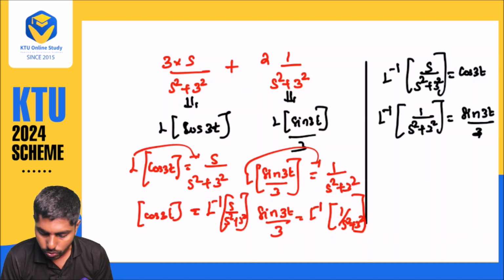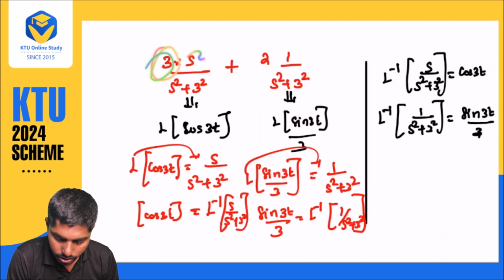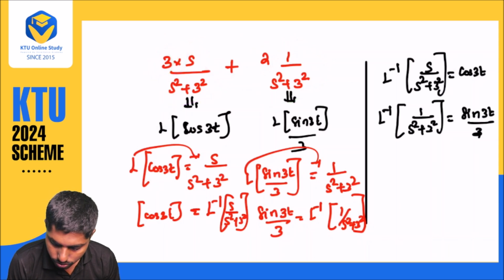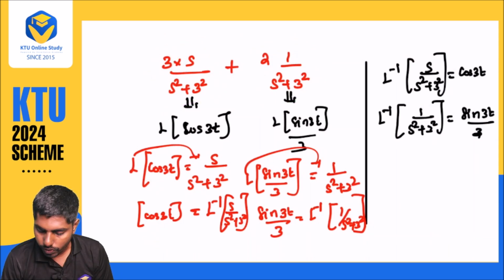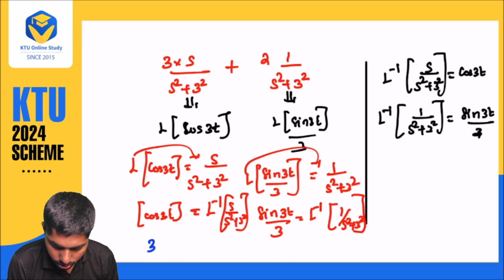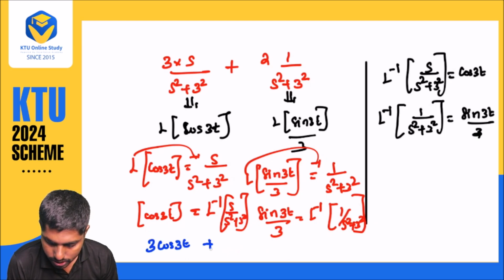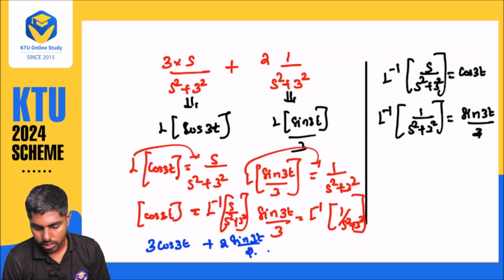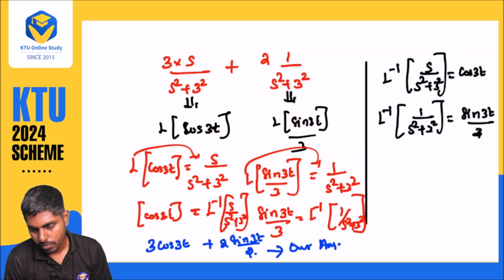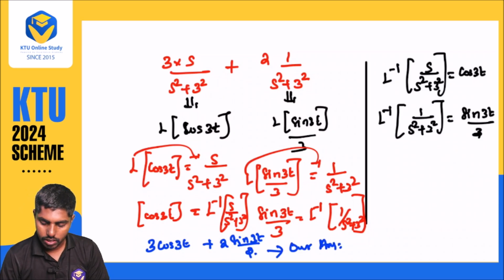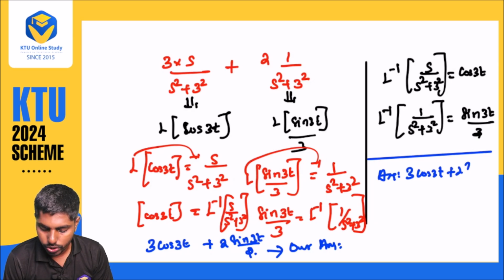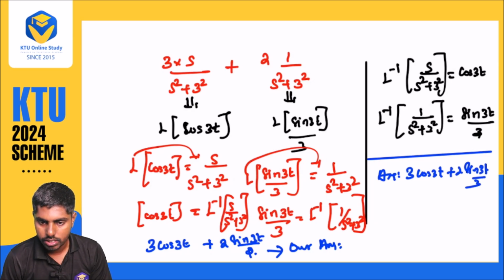Just substituting the value, here 3 is there. We know the L inverse of this value and L inverse of this value. So just applying it, we will be getting 3 into cos 3t plus 2 into sin 3t divided by 3. This is our answer. Our answer is 3 into cos 3t plus 2 into sin 3t divided by 3.